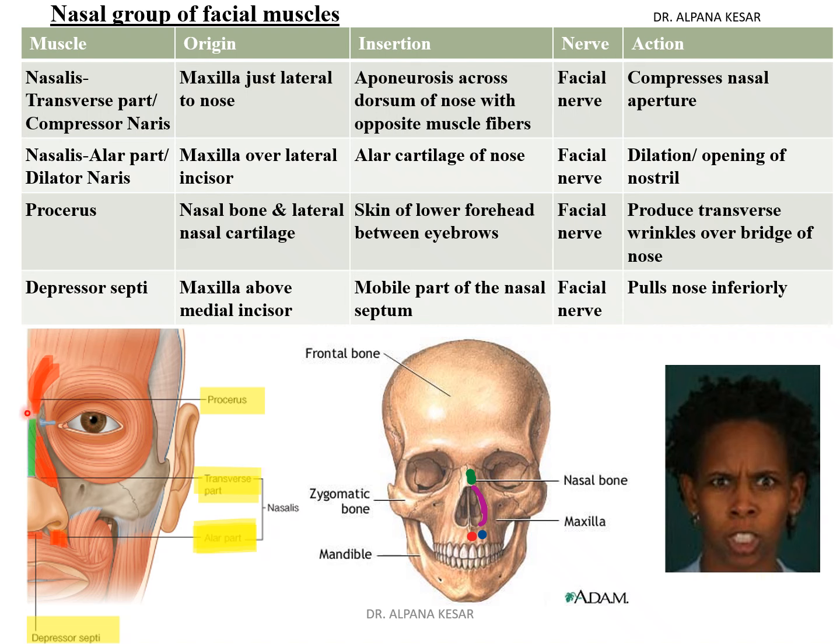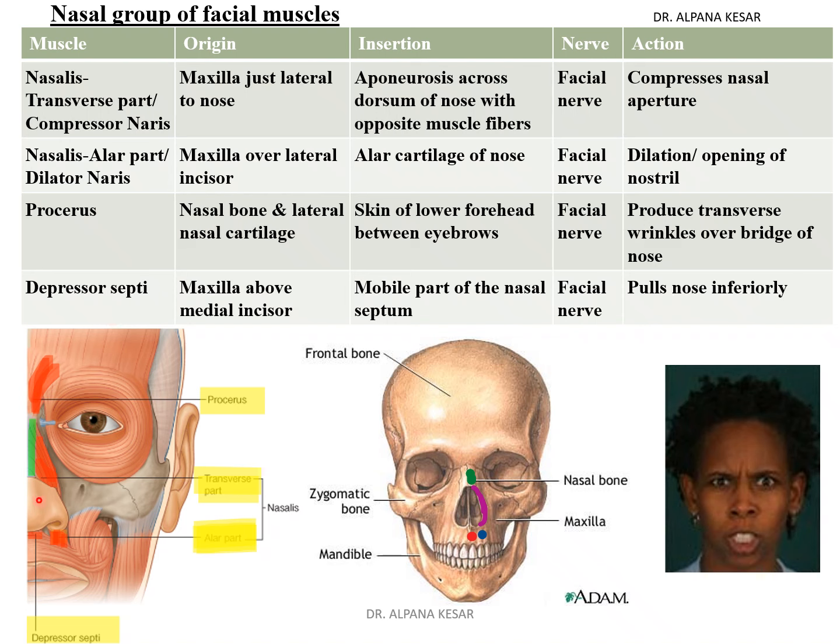Procerus muscle. This muscle is procerus. It takes origin from the nasal bone and the lateral nasal cartilage. Insertion is in the skin of the lower forehead between the eyebrows. Action is to produce transverse wrinkles over the bridge of the nose.